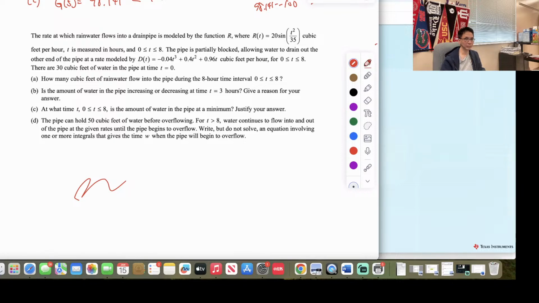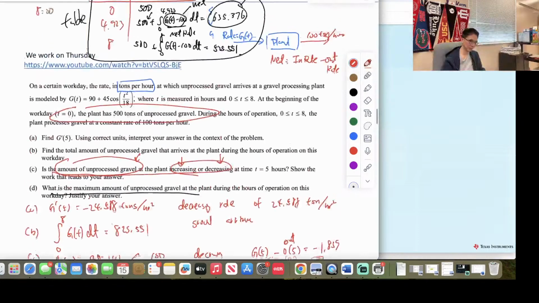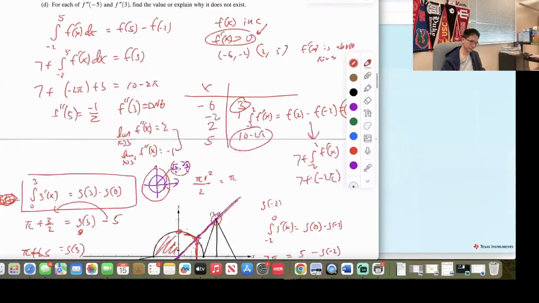Also, you don't always change the boundaries. If you do u substitution, you always change the boundaries.